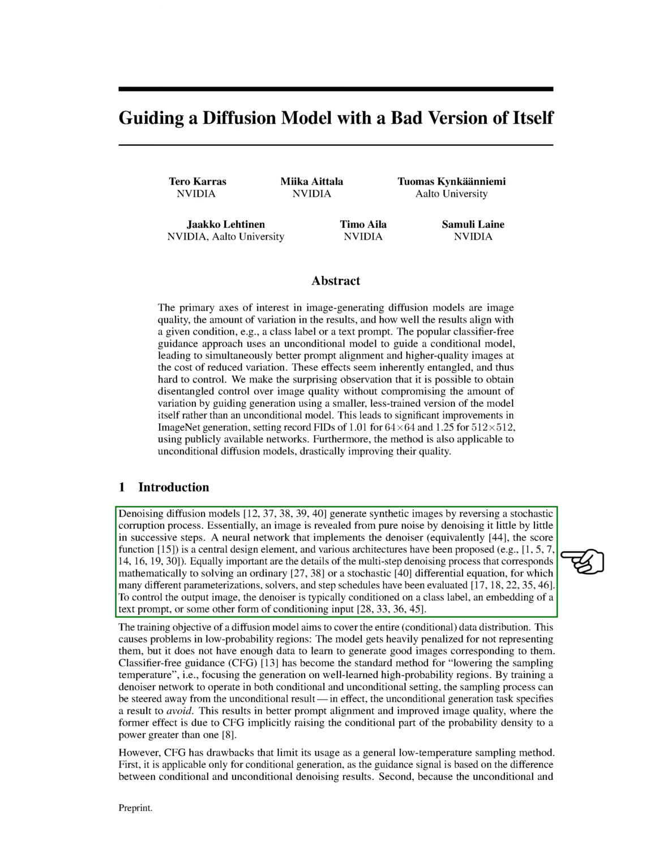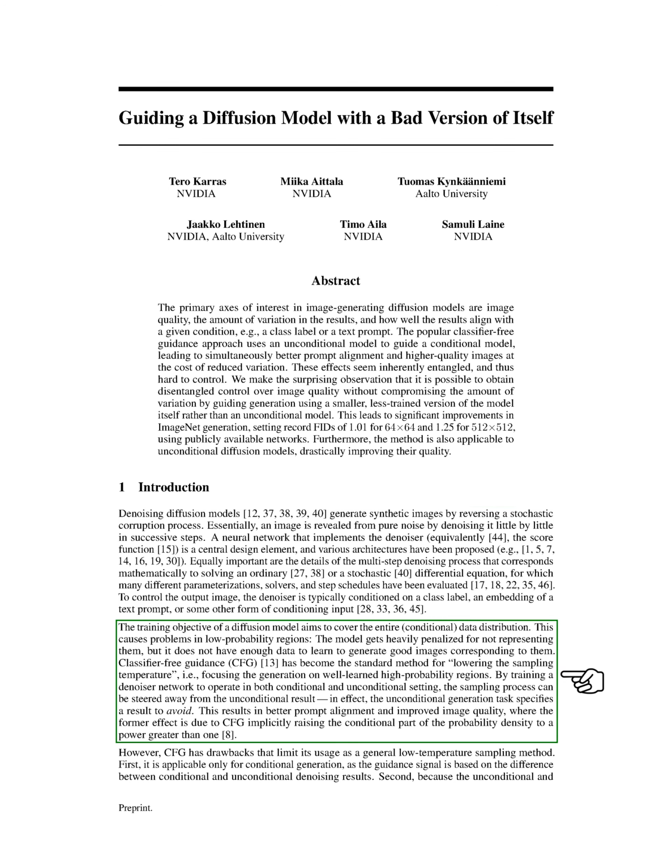To ensure the generated images meet certain criteria, such as being aligned with a specific class label or text prompt, the denoiser is conditioned accordingly during training. The goal of training a diffusion model is to cover the entire data distribution, which can be challenging when dealing with low probability regions. Classifier-free generation has become a common approach to focus on generating images from high probability regions, improving prompt alignment and image quality.